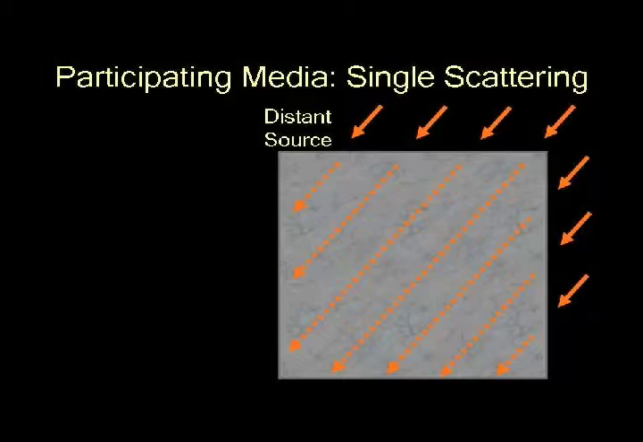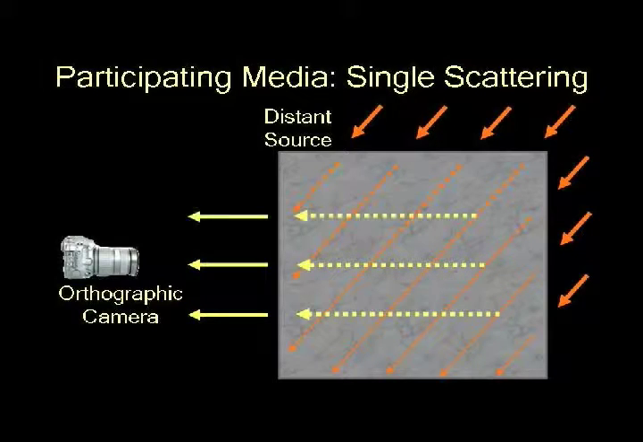For rendering, we consider the single scattering model of light transport. Light rays first get attenuated and then get scattered once before reaching the viewer.